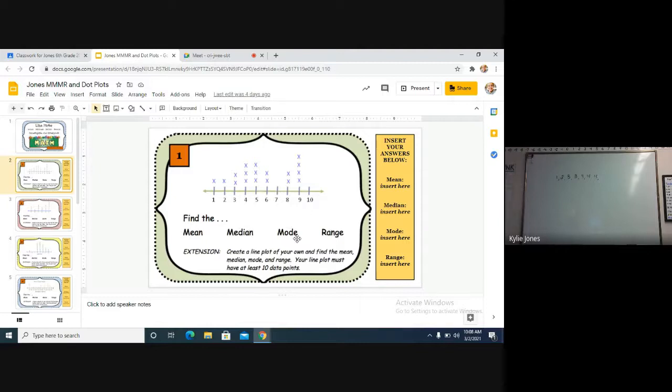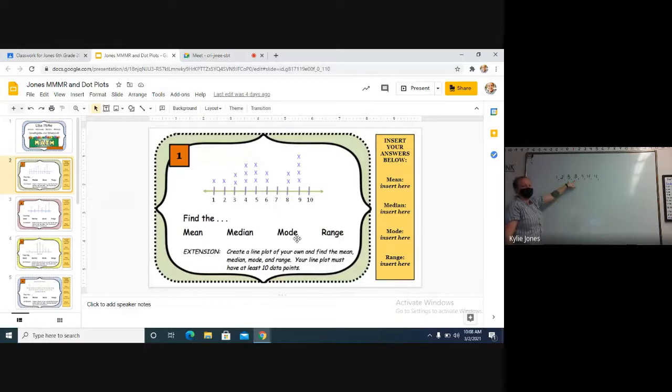Each X represents one number. So wait, then how did you get four? Because there's three X's on the number 4, so there's 3 4s in our data set. There's one X on the number 1, so there's 1 1 in our data set. For 2, there's one X on the 2, so there's just 1 2. For 3, there were 2 X's, so we write 3 twice in our data set.